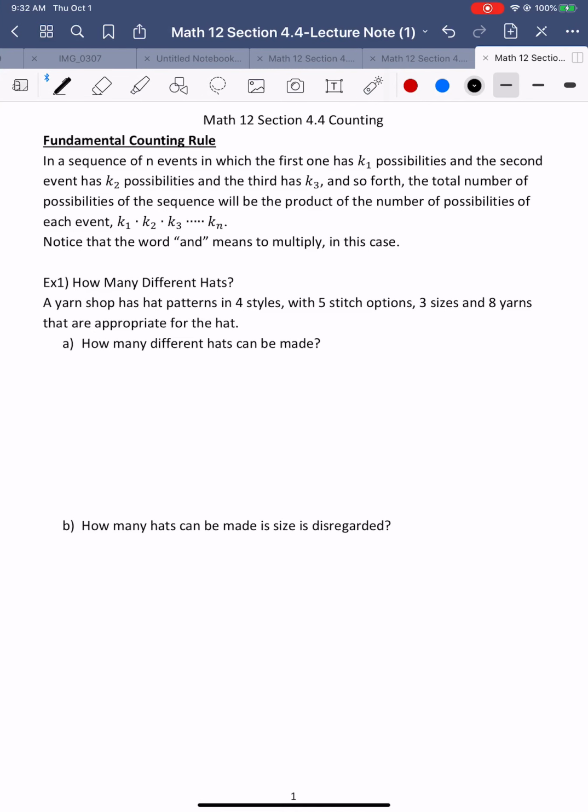Hello, this is section 4.4, counting. Okay, so the fundamental counting rule.